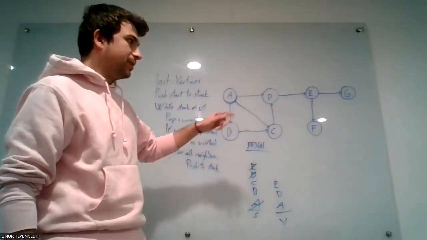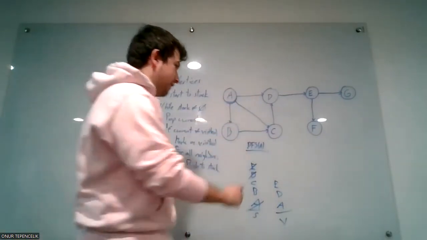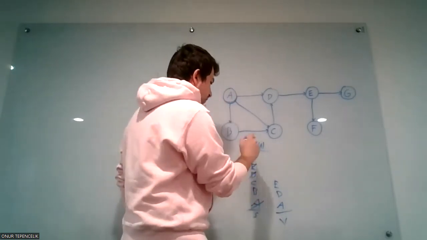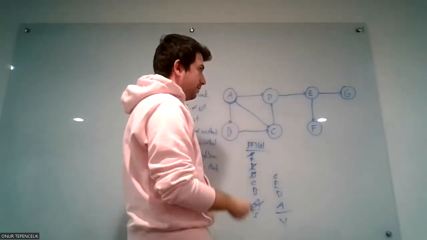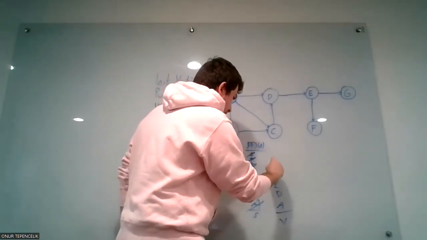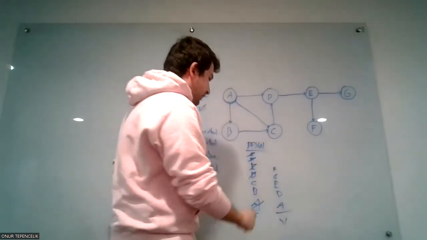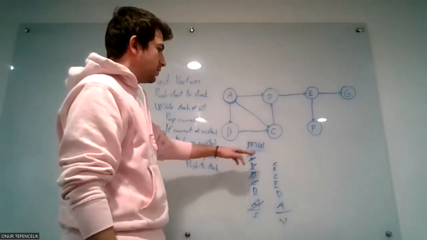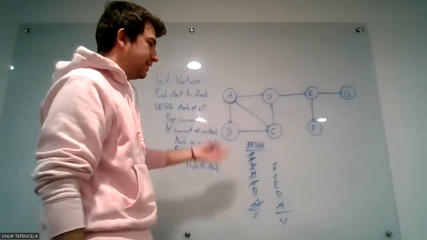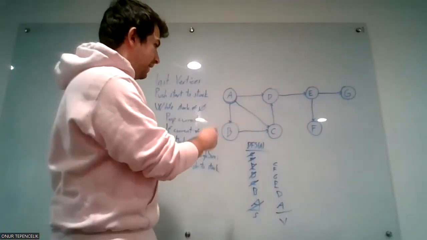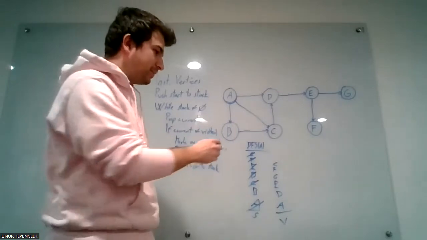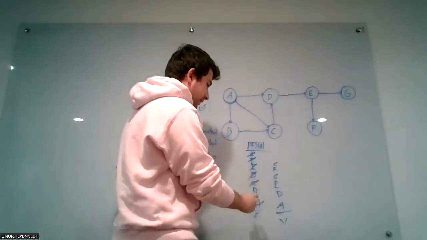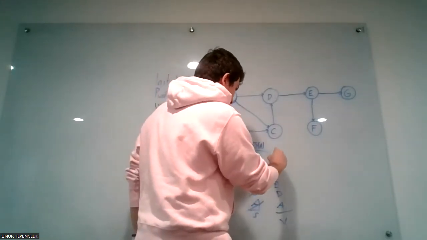And then we push the neighbors of E to the stack, which are F and G. And then we pop G. G doesn't have any neighbors. We pop F. We pop C. Mark C as visited. So C has D as its neighbor, but D is already visited. So even if we add D to the stack, when we pop it, it's already visited. So there's no point in doing that. And then we are left with B.